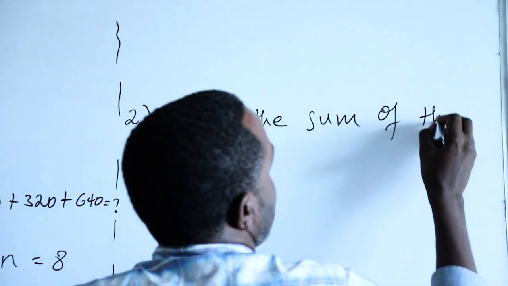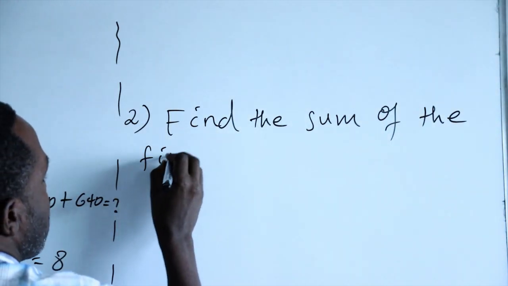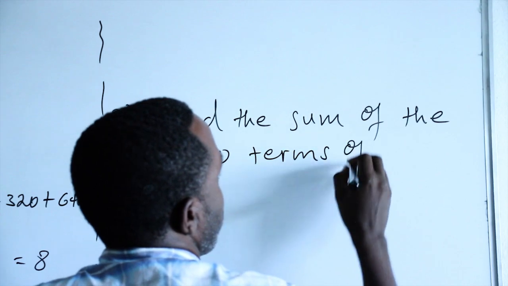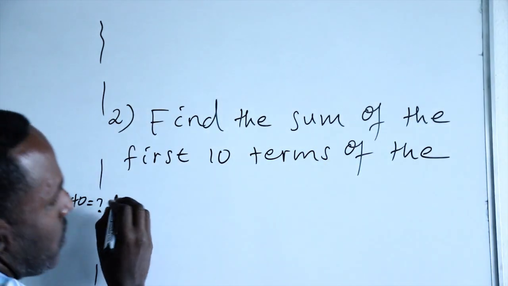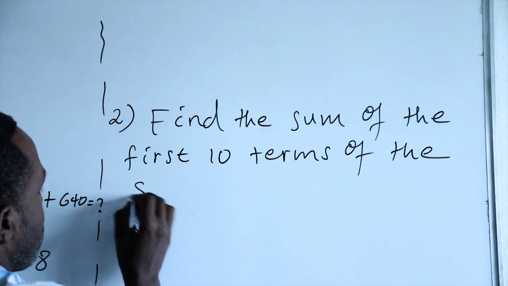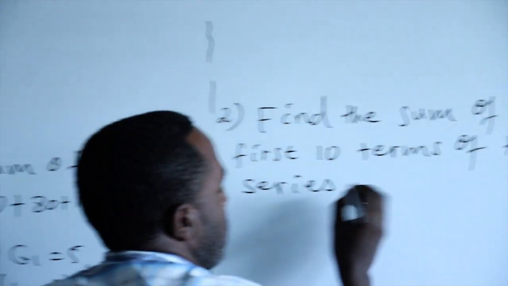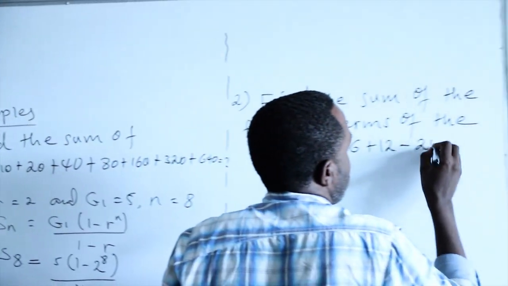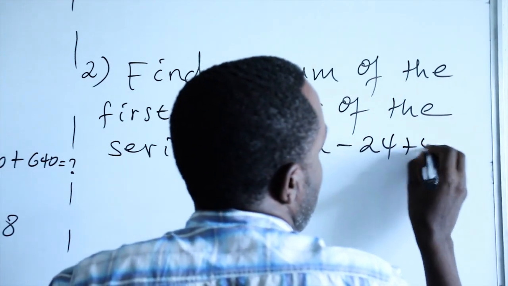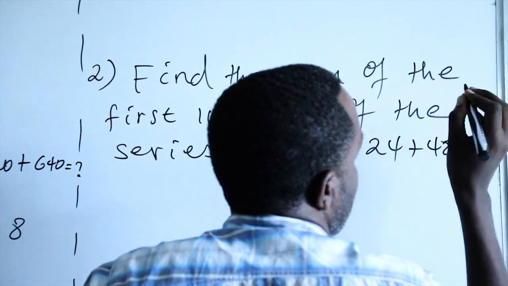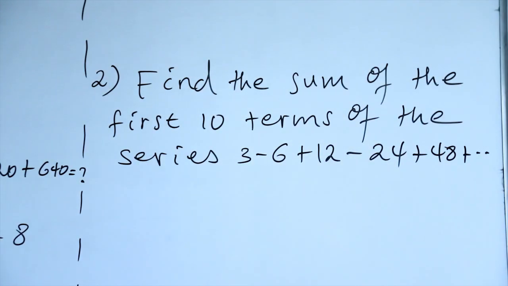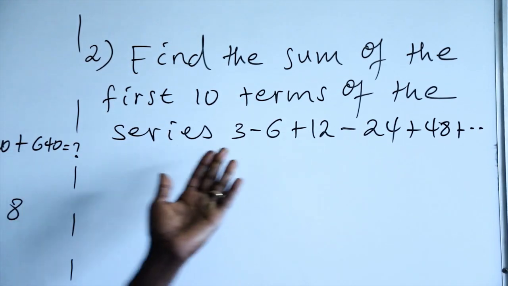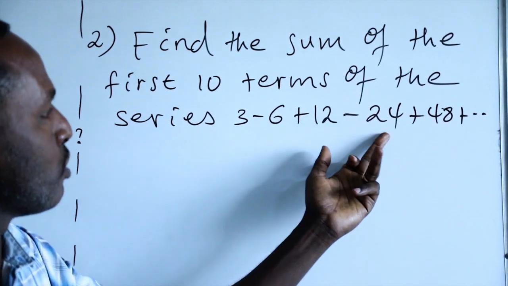Find the sum of the first 10 terms of the series. You see the sequence: 3 minus 6 plus 12 minus 24 plus 48, and so on in such a way. What will be all this, the first 10 terms? Now, what will be the sum of 3 minus 6 plus 12 minus 24 plus 48?